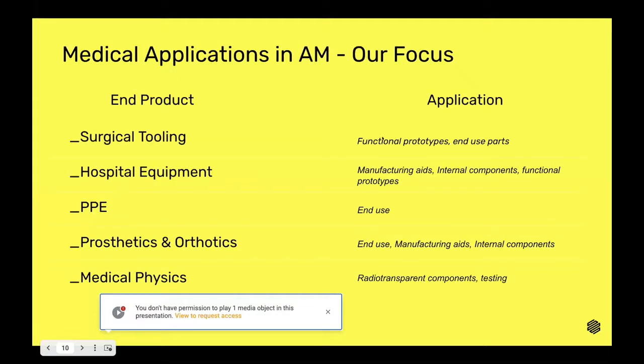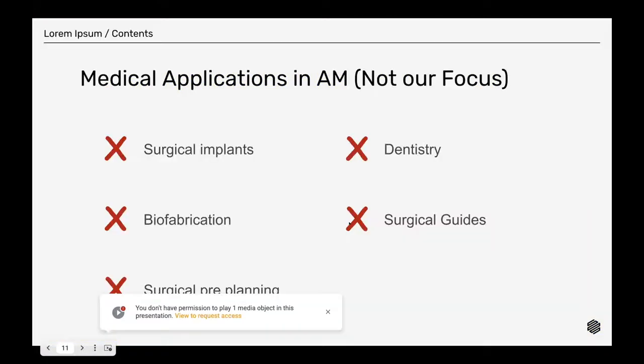All right, so our focus on the left there is surgical tooling, specifically functional prototypes and end-use parts; hospital equipment, so manufacturing aids, internal components and functional prototypes; PPE, and that's a big one for end-use parts; prosthetics and orthotics, which can be end-use parts, manufacturing aids and internal components; and medical physics, so radio transparent components and testing. What we don't focus on are surgical implants, biofabrication, surgical pre-planning, dentistry, and surgical guides.